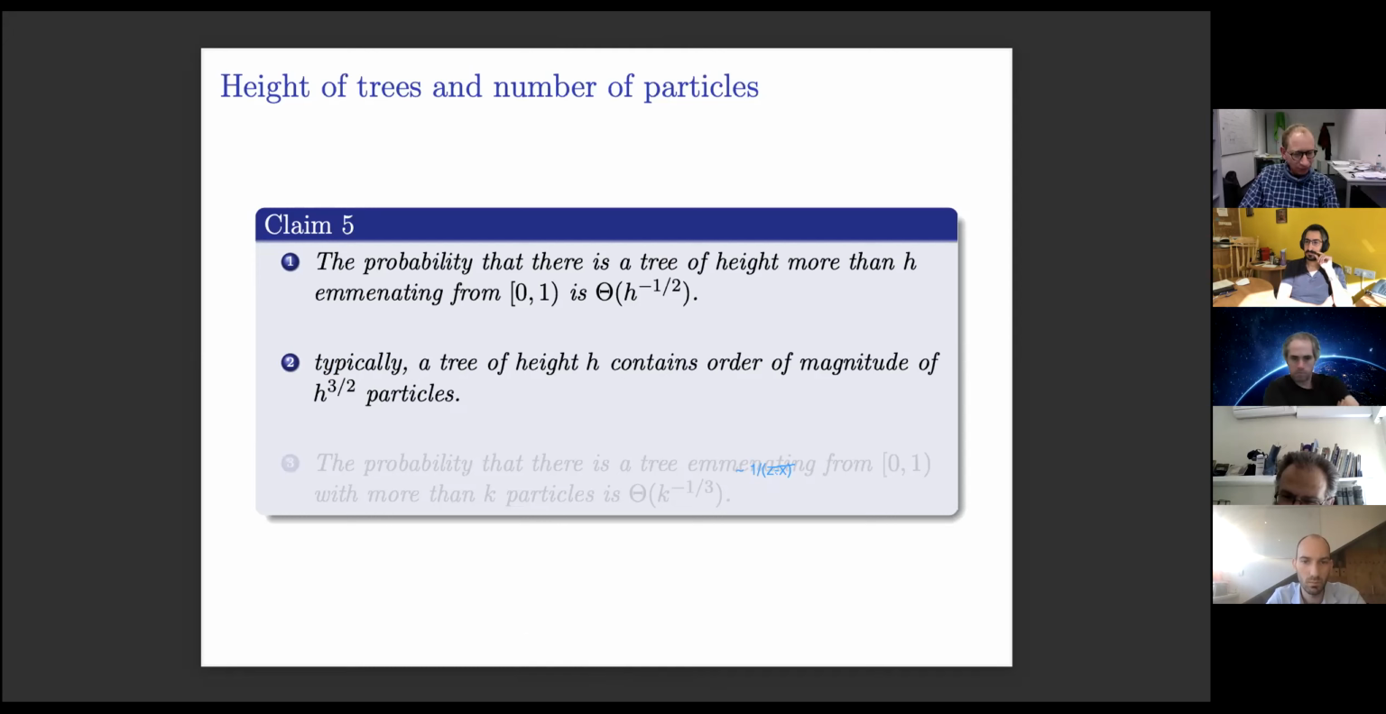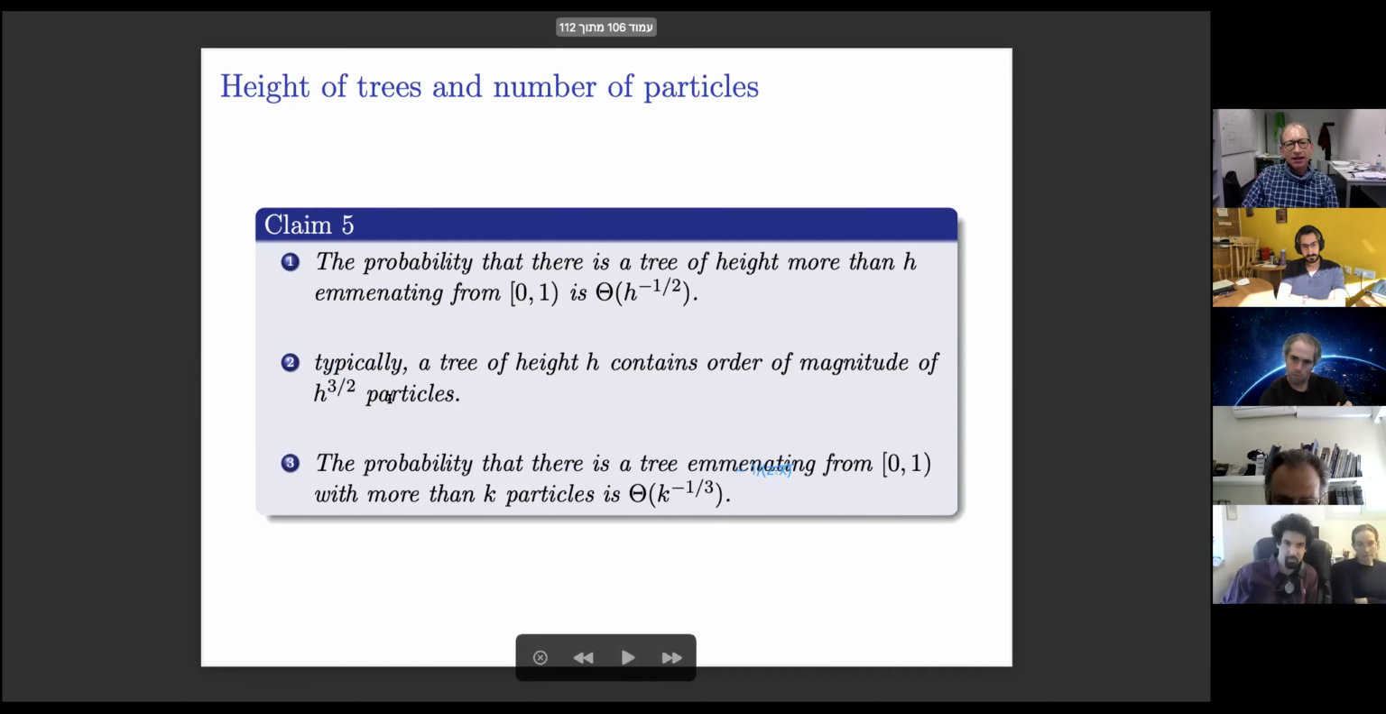Well, we all know how to precisely write these kinds of statements. And if you combine these together, you get that, since the trees start at random places and the probability of a tree starting at a given place is 0, you need to be a little careful with how you state things. But the probability that a given tree has more than k particles is approximately k to the minus 1/3. So that's about the size of the tree.